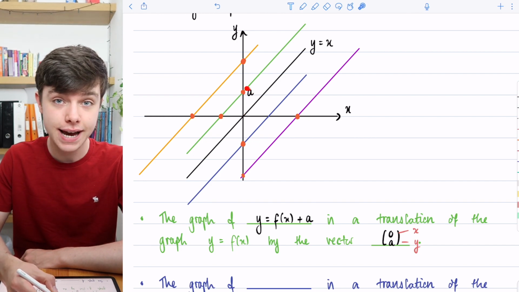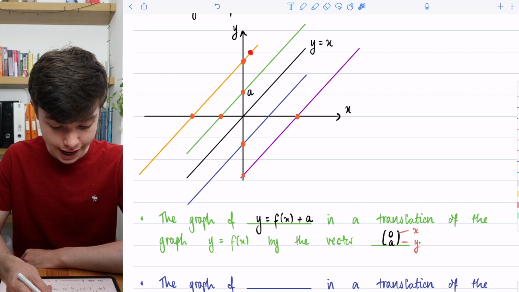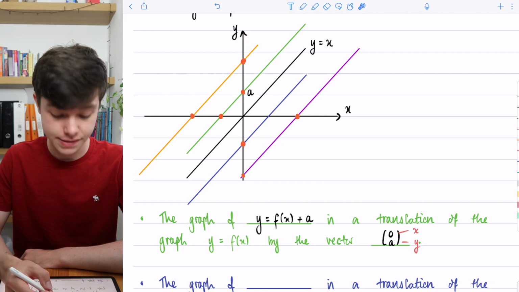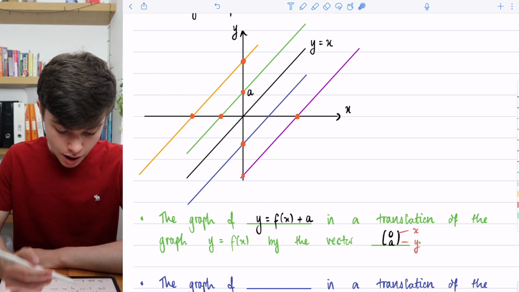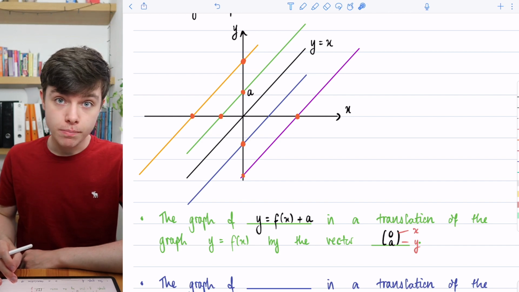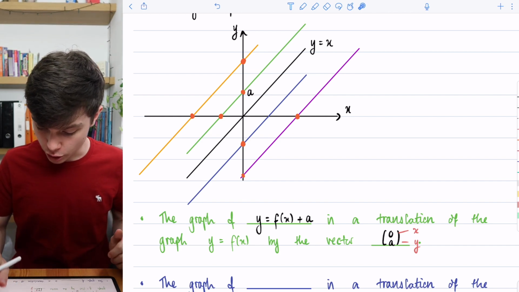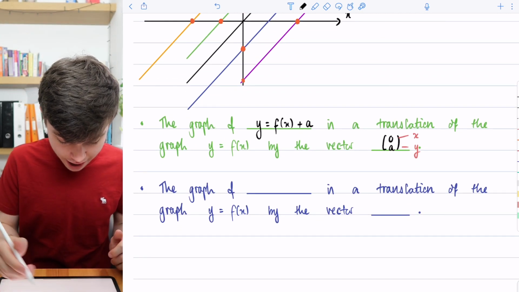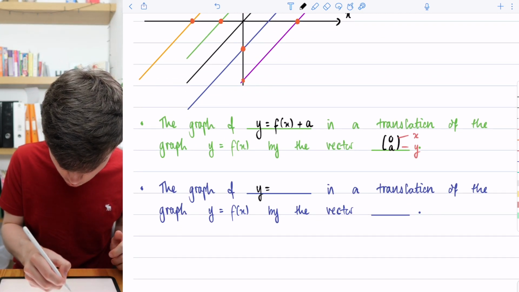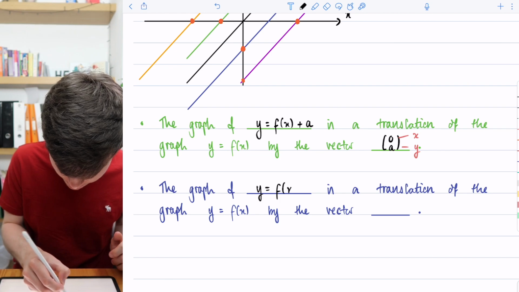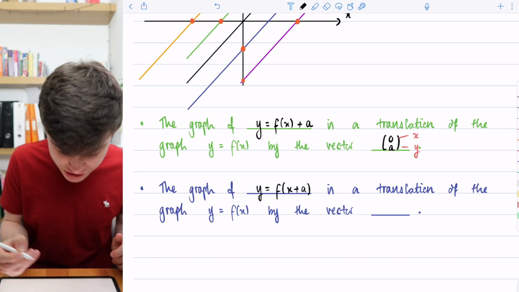So this intersection point here, the y intersection, must be at the point a, okay? So that's what we do when we've got plus a outside. We've got f of x plus a. But what happens if we have the graph y equals f of x plus a?